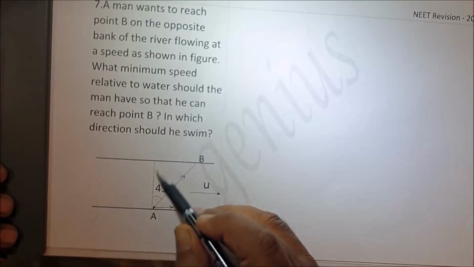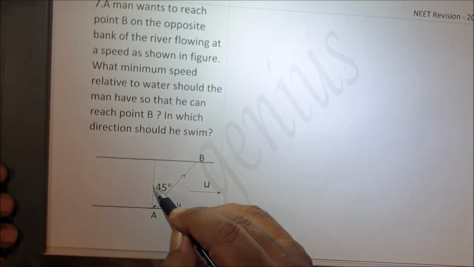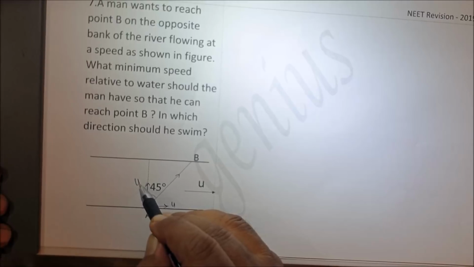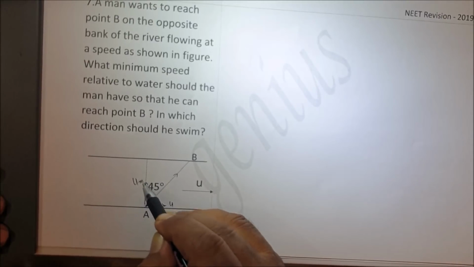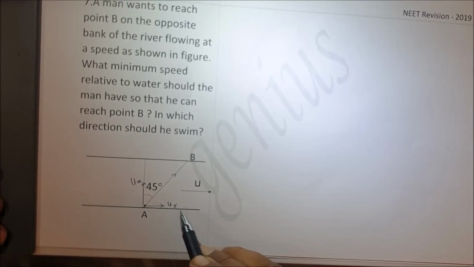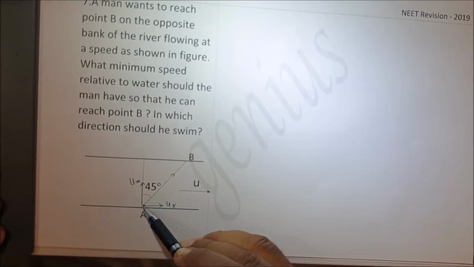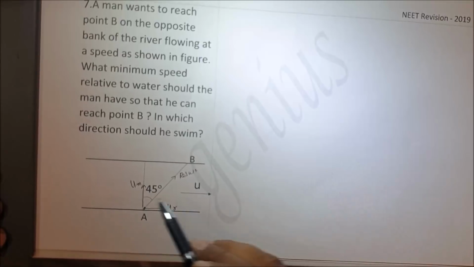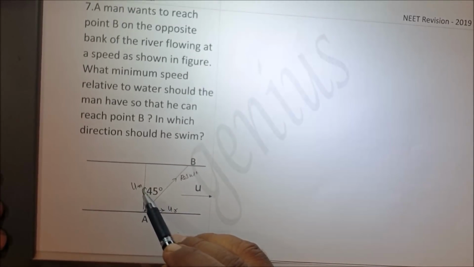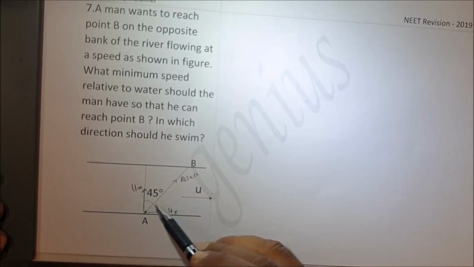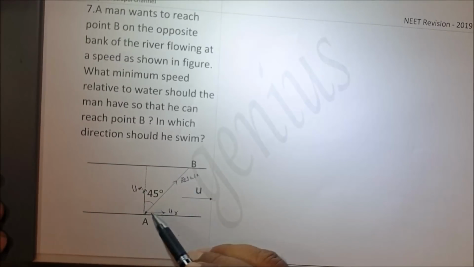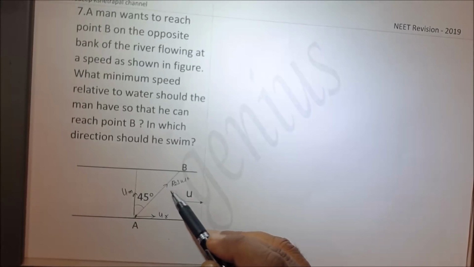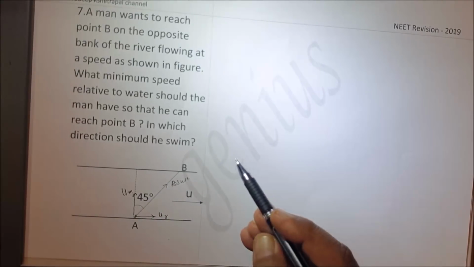He has to acquire a certain speed here. Let us say this speed is U of the man. This is U of the river. And this is the resultant. Now it depends upon this. It depends whether he will go this path or this path or this path. So how do we find this?